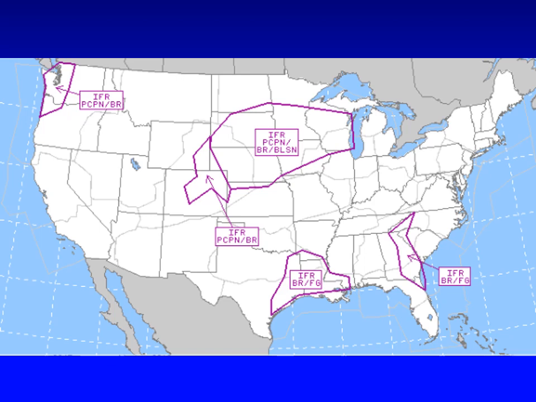This diagram shows the AIRMETs for this storm system, and as you can expect, the IFR weather is out ahead of the warm front in the overrunning region, and on the backside of the low where you find wraparound moisture.